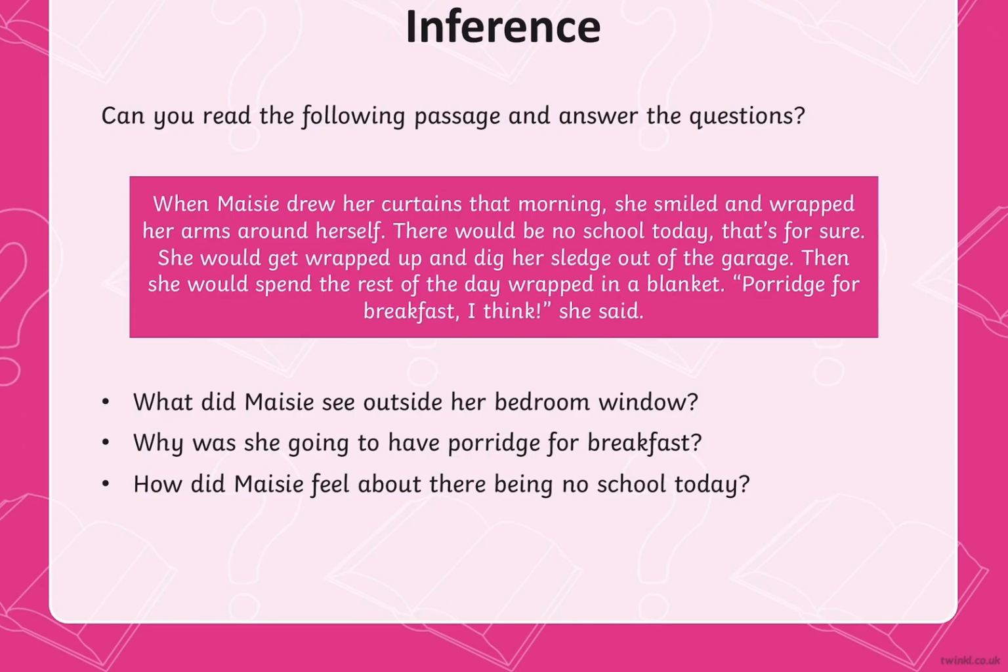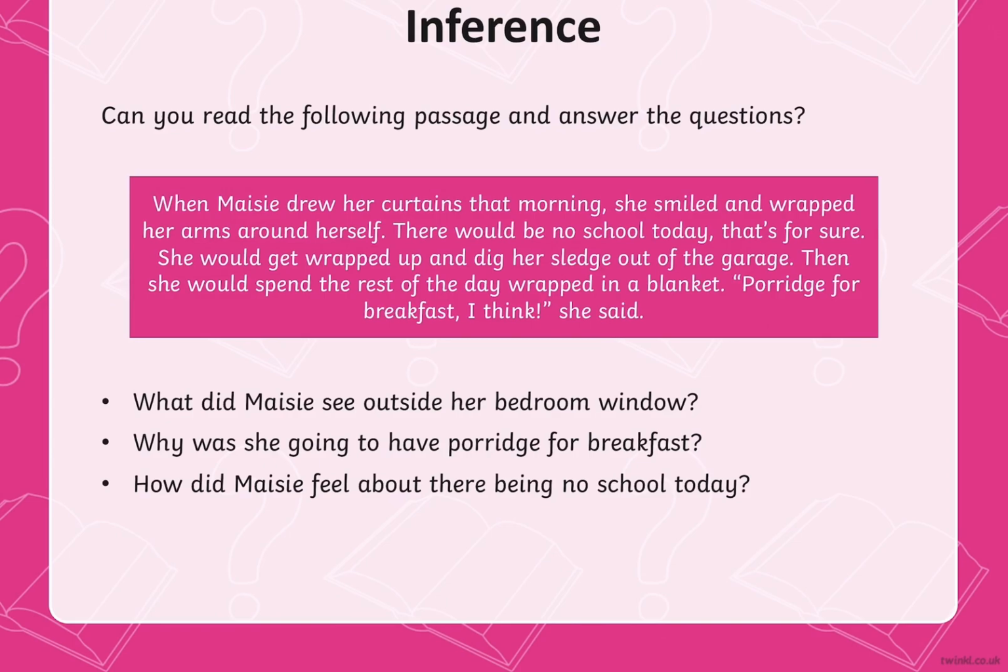Why is she going to have porridge for breakfast? Well, porridge is warm. It's also full of lots of carbohydrates, lots of energy to keep you going. I know she's going to be going out sledging, playing in the snow all day. So I think she's having it because it will keep her warm and give her lots of energy.